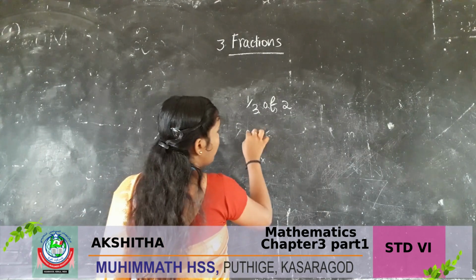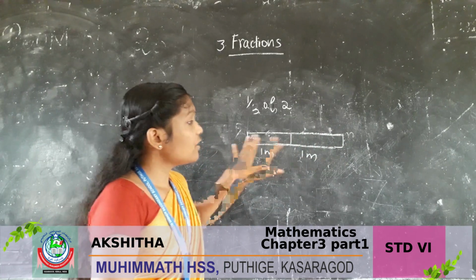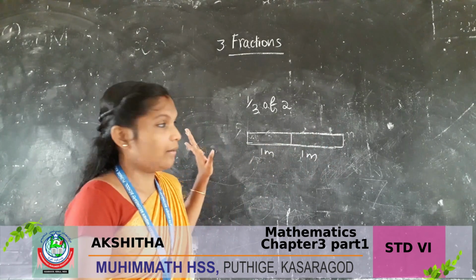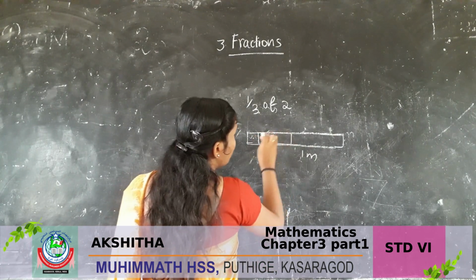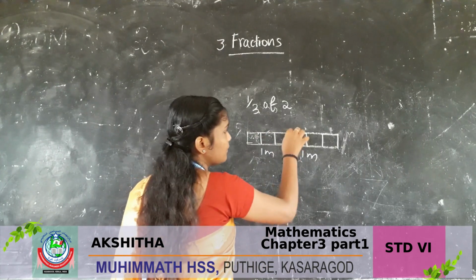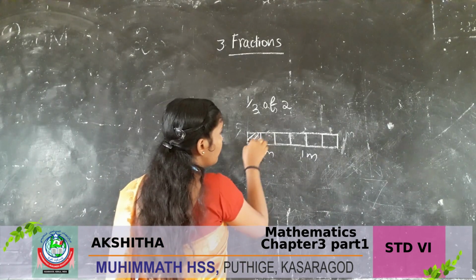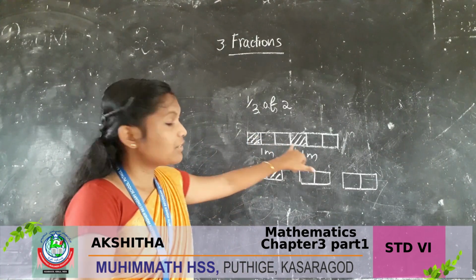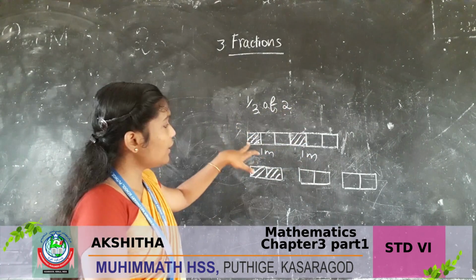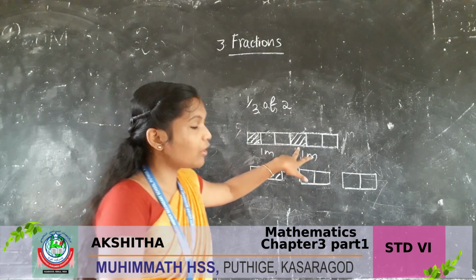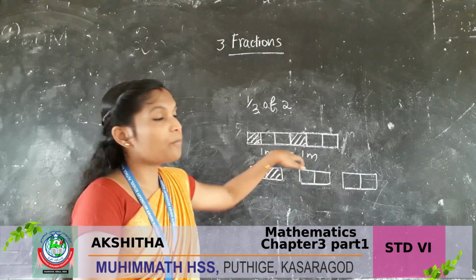Look at here. You can see here 2 meter ribbon. Imagine that this is the 2 meter ribbon. Here 1 by 3 means we should make here 3 equal parts, right? 3 equal parts. So here you can see here 2 parts shaded, right? In 2 meter. 1 by 3 of 2 means here 1 part is shaded and here also 1 part shaded in 1 meter. So you can see here 2 parts shaded, right?